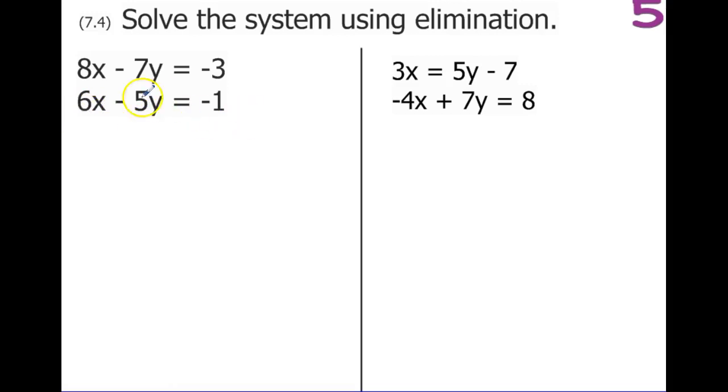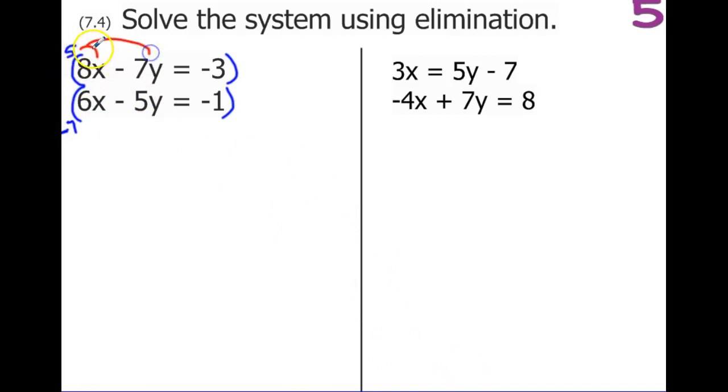It doesn't matter which ones you get rid of. I might choose the y's because right now they're smaller numbers. Well, 5 and 7, 6 and 8, doesn't really matter. So 5 and 7 both multiply to make 35. So I'm going to multiply this top equation by 5 and the bottom equation by 7 in order to make them both a 35. However, they're both negative right now, so we need one to be a positive. So we're really going to subtract so those two negatives become a positive.